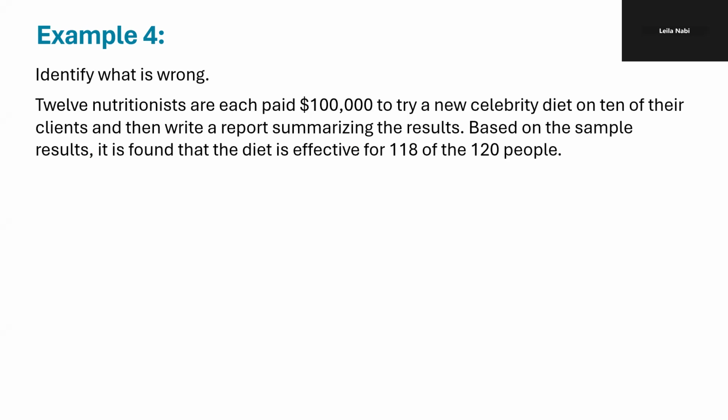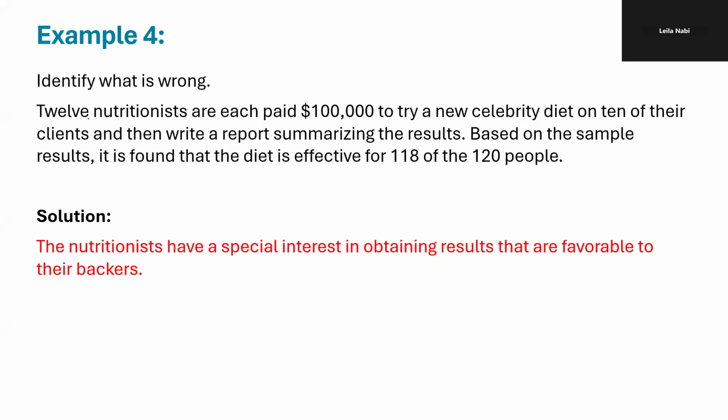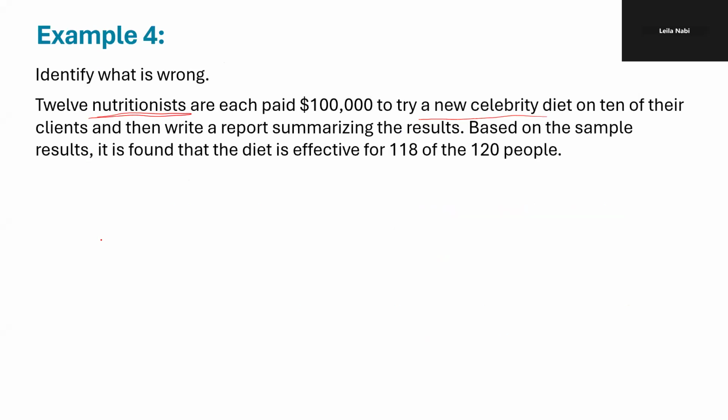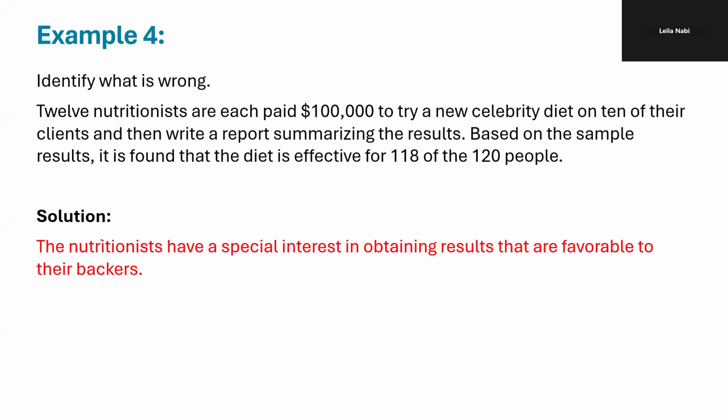The study is about a new celebrity diet. Who is the researcher? Researchers are nutritionists. What do you see here? Self-interest study. When the researcher has an interest in the outcome. As you see, nutritionists have an interest in obtaining the result as favorable to their backers. This is what is wrong about this study.